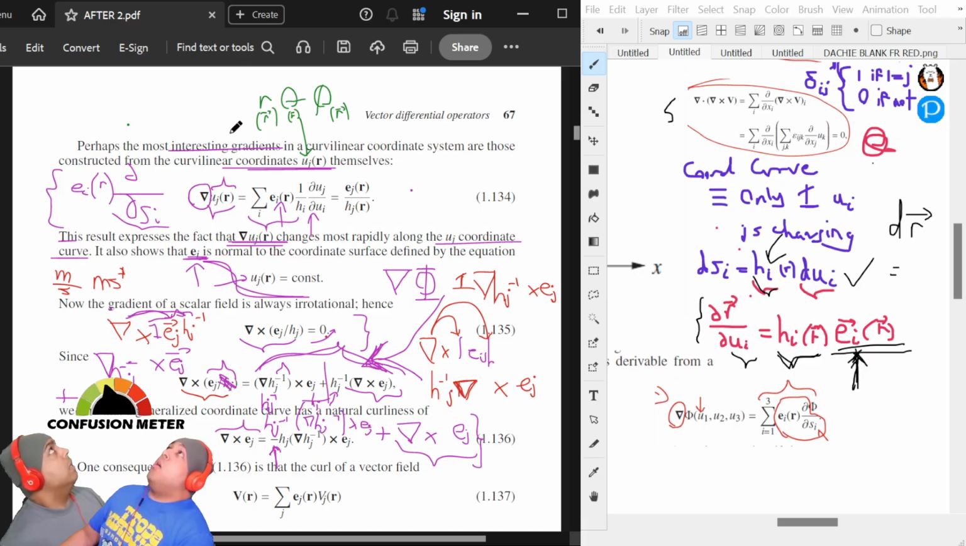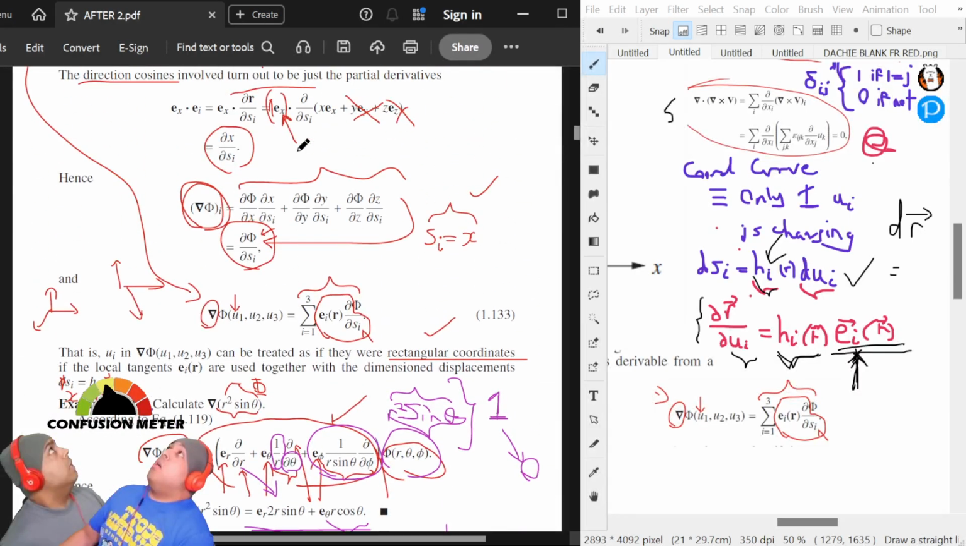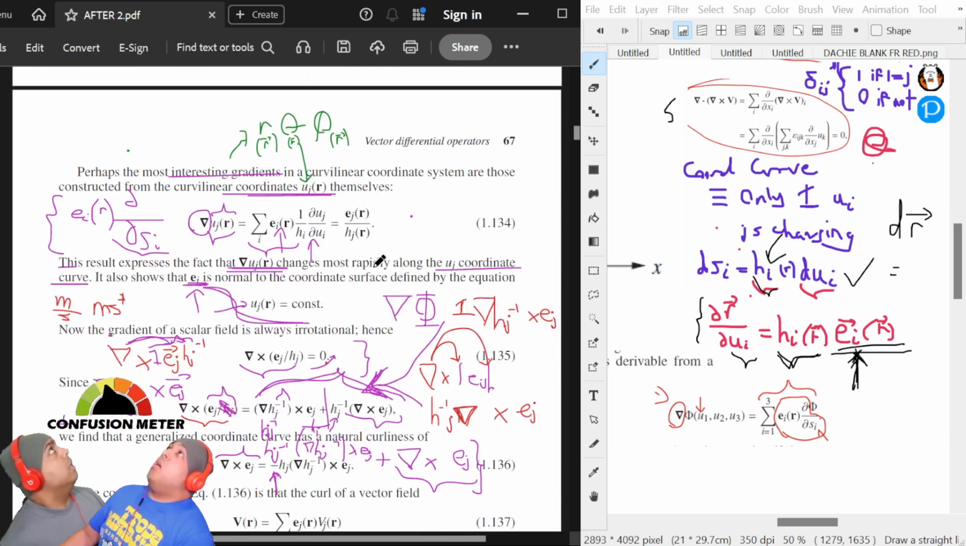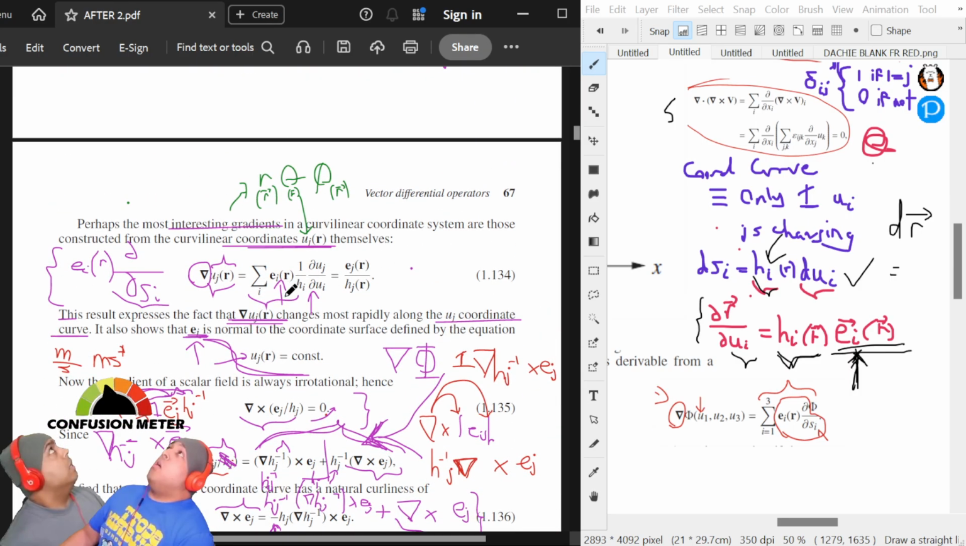The gradient of one of these equals the sum of... well, earlier up here we saw that you can replace the gradient with e_i times del over del s_i. So gradient of this is just this. I agree. This part here now, I think this is the root of my confusion.